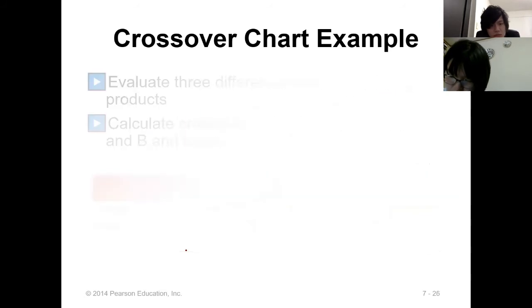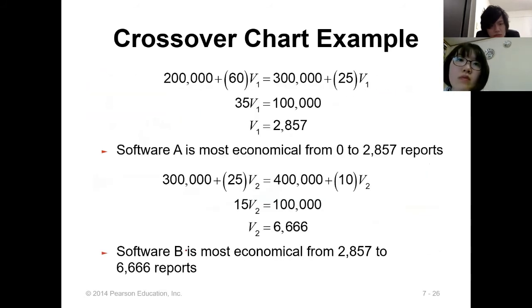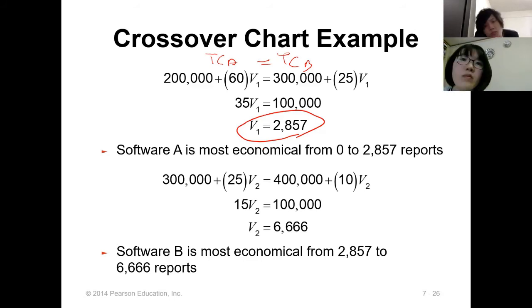What is shown here is the total cost for A. If you equate it with the total cost of B, you will get the break-even, the point at which total cost is the same. Total cost is the same when the volume is 2,857. Below that volume, you should select the first option, software A or process A.